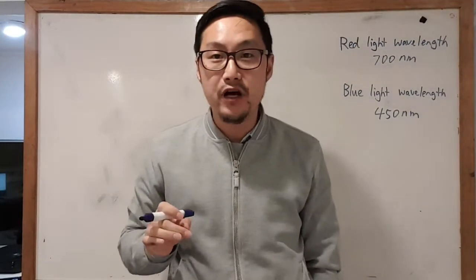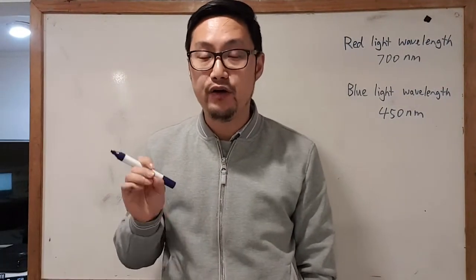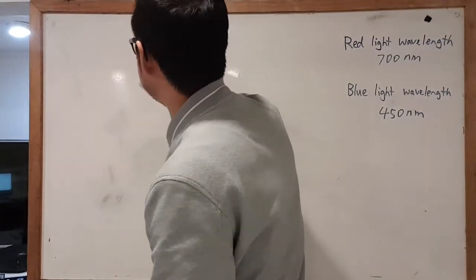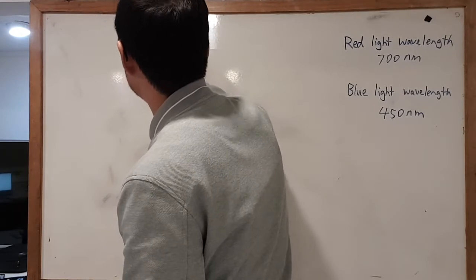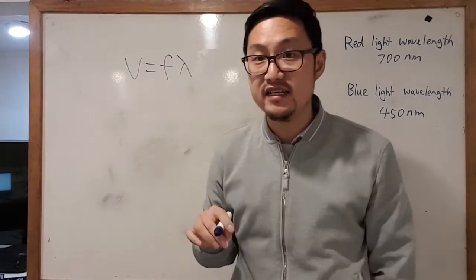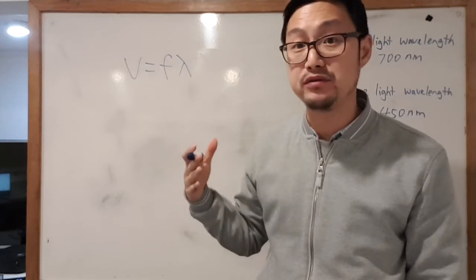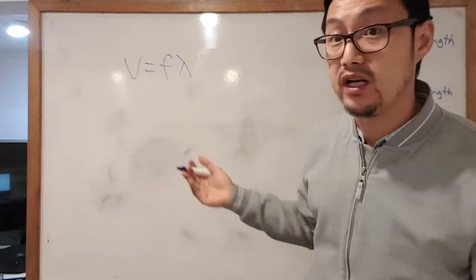So in this video, I'm going to introduce a very important equation, and that equation is called v equals f lambda. And this is the most important equation in waves. It's basically speed equals distance divided by time. Okay, so we're going to have a look why.